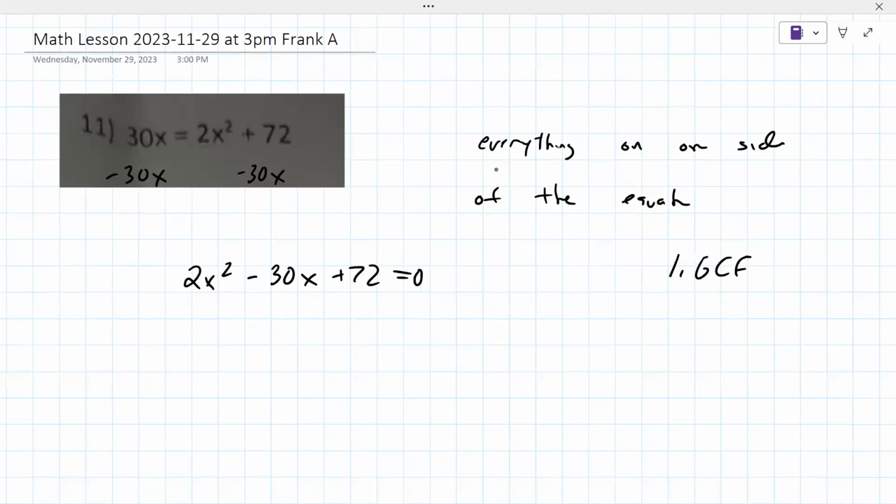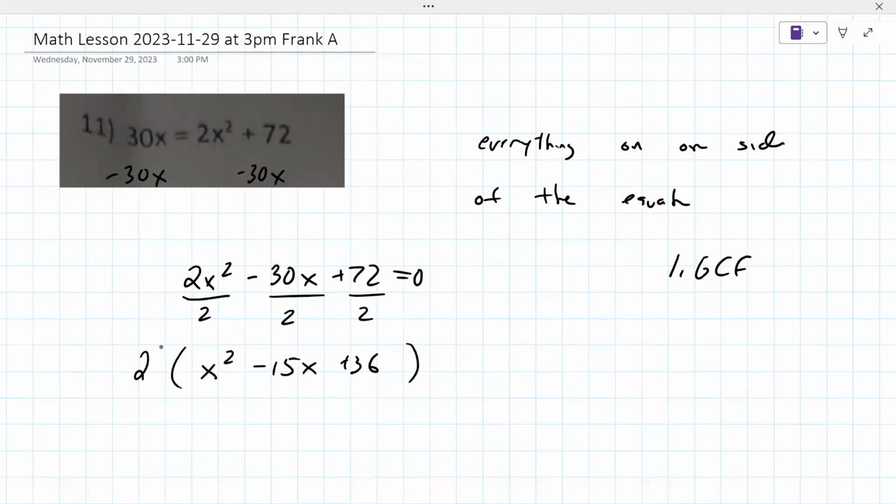GCF. That's what we've been doing a lot of lately. That's what we were doing in that other problem, 12. If you remember, we were kind of factoring out. Here it's just a number. There's a 2 that goes into everything. So everything is divisible by 2 here. So it's x squared minus 15x plus 36.